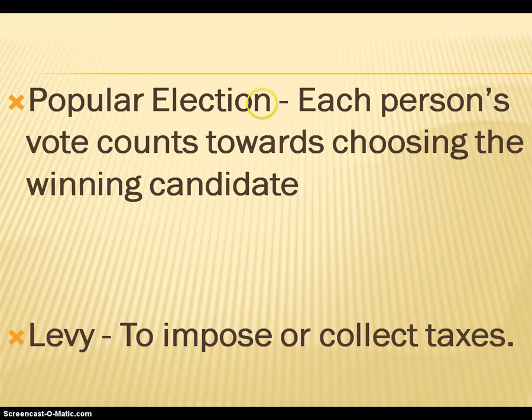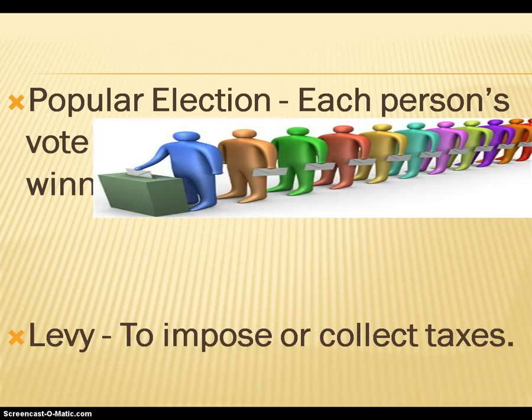Next two, we have the popular election. Each person's vote counts towards choosing the winning candidates. Right? So if 10 people vote, you get 10 votes. Right? Every person's vote counts once. That's how almost all of our elections are in the United States. The only one that's not is for the president, because that one is the Electoral College. But popular election, each person votes once. Right? And that's a whole bunch of people of different colors that I can't see all lining up to vote.